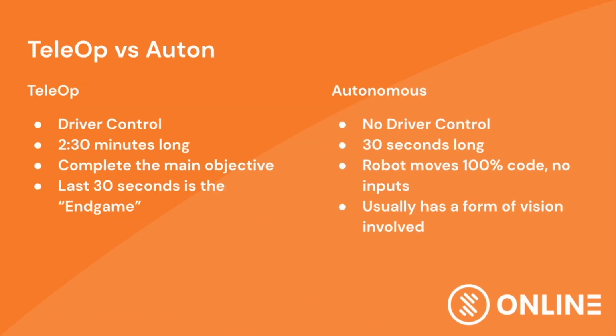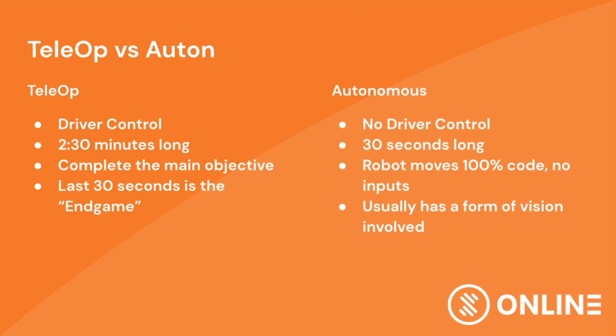So here are the main differences between the two. We have tele-op, otherwise known as driver control, which is 2 minutes and 30 seconds long. The goal is to complete the main objective. We're going to talk about what the main objective was for the last season, which was Skystone. In the last 30 seconds of tele-op, called endgame, a lot more objectives pop up.